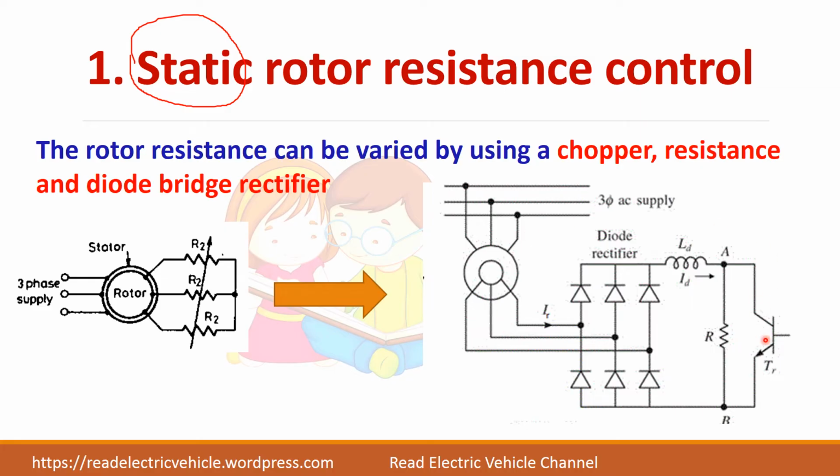So you want to control the switch, so you need DC output. So this diode bridge rectifier will convert the slip power, because that frequency is different, into DC here. This inductor will filter out the ripples in the diode bridge rectifier, and after this filtered output we are connecting a resistor in parallel with the switch. So by turning on and off this switch, the resistance seen by the rotor circuit will change.